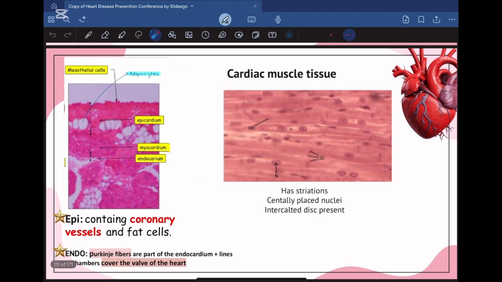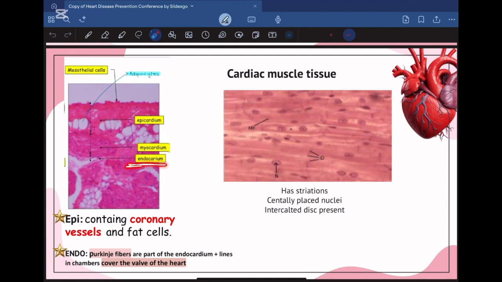Moving on to the heart wall. The wall of the heart has 3 layers: epicardium, myocardium, endocardium. What I need you to really know and focus on are these 2 important points. The epicardium will contain coronary vessels and fat cells. So, for example, a question could come asking in which layer the coronary vessels will be appreciated. You need to know that the epicardium will have the coronary vessels and fat cells.